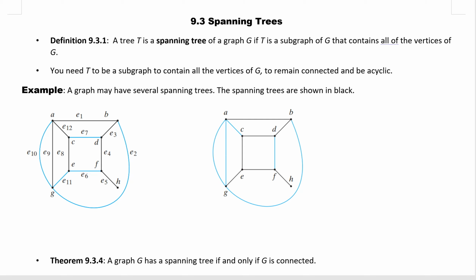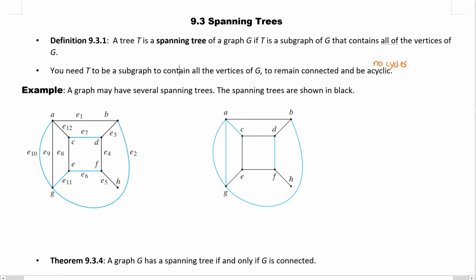Here is the definition. A tree T is a spanning tree of a graph G if T is a subgraph of G that contains all of the vertices of G. So we need T to be a subgraph containing all of the vertices of G, and also we need it to be connected and acyclic. So remember, a tree must be connected and it has no cycles, okay?